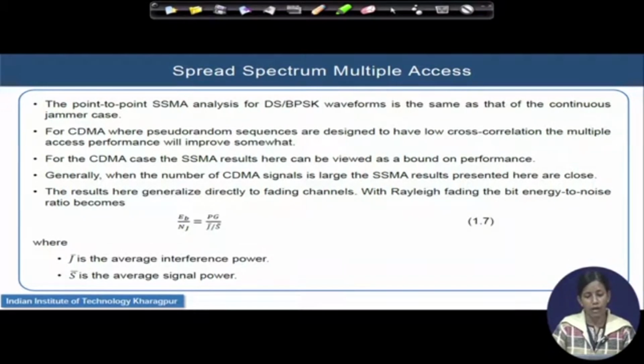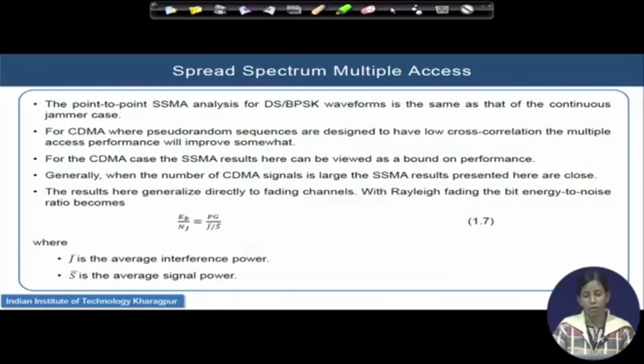The analysis we have done for this point-to-point SSMA analysis applies to both CDMA and SSMA analysis. So both DS-BPSK systems will behave approximately the same way, and the difference will mainly be in the way you do the averaging. Generally, when the number of CDMA signals is very large, the performance goes close to that of an SSMA signal, and in that situation there will be an averaging directly over the fading channels.